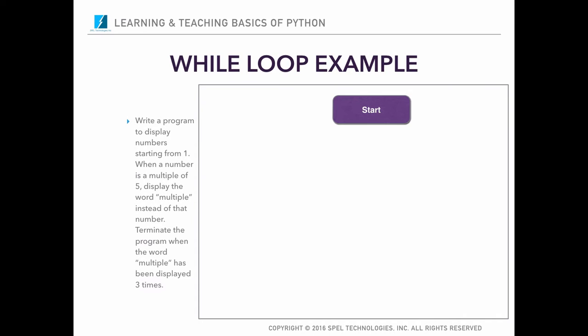Let's take an example of a while loop. Consider the following problem that we will solve using a while loop. Write a program to display numbers starting from 1. When a number is a multiple of 5, display the word multiple instead of that number. Terminate the program when the word multiple has been displayed 3 times.